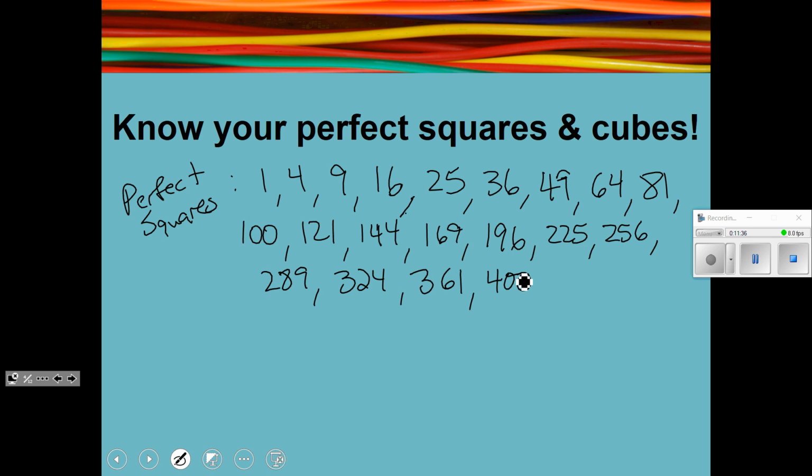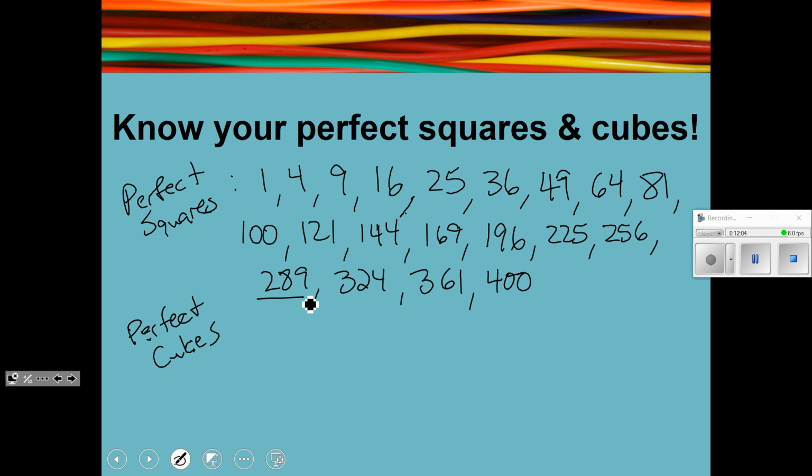I also think you should know your perfect cubes. You need to recognize your cubes as well. Okay, so anytime I see today, like you've got to know these numbers because we're not going to use our calculator. If I see 289, I automatically think, oh, that's 17 to the second power. That's 17 squared. You need to be able to relate those numbers to what their squares are.